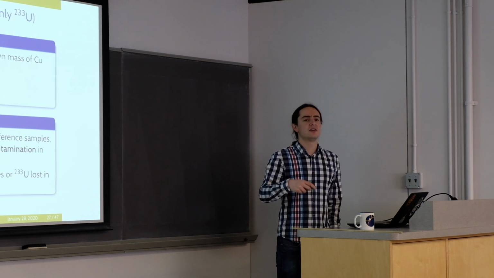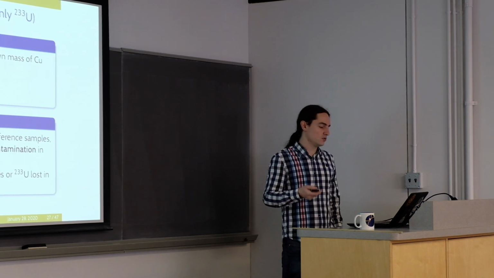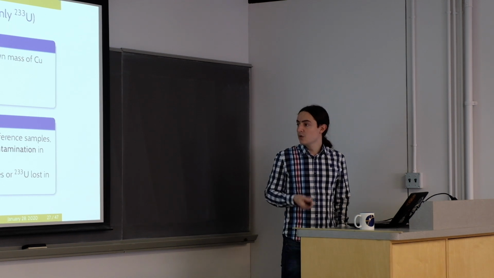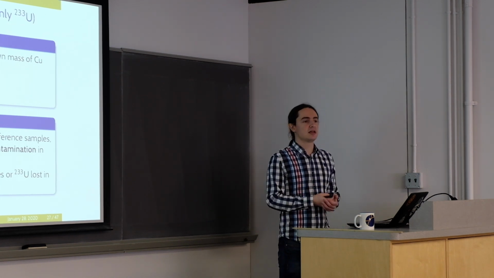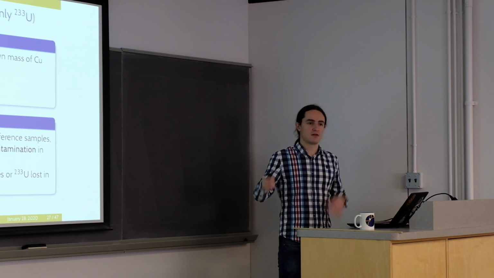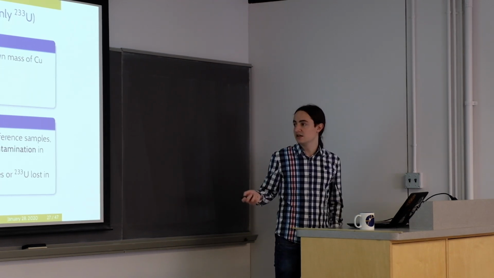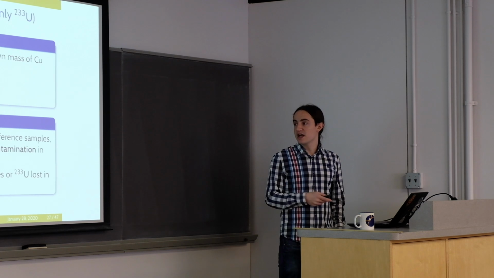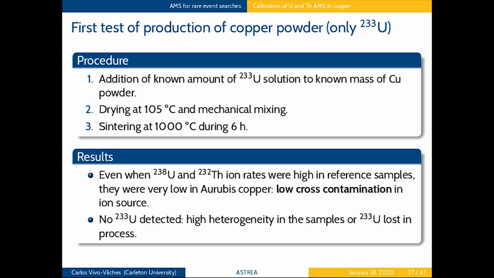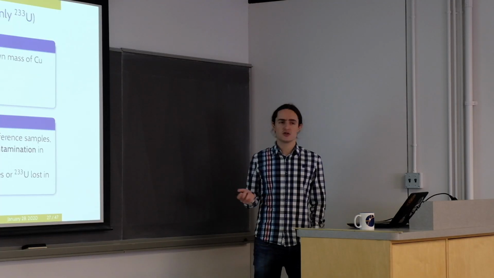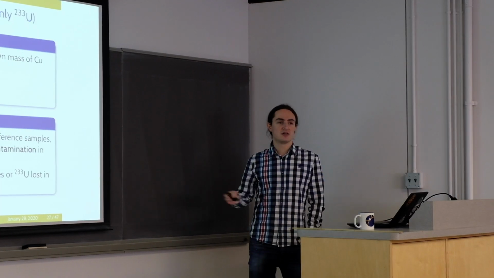When we did the test together with this ultra clean copper, the Aurubis copper, we checked in the machine that even though these samples get super contaminated because of the whole process and had huge rates of uranium-238 and thorium-232, the ultra clean copper was not giving these high rates. This means that when we are changing from sample to sample, there is no cross-contamination that would be a problem for us. So we know that we can do very clean measurements.